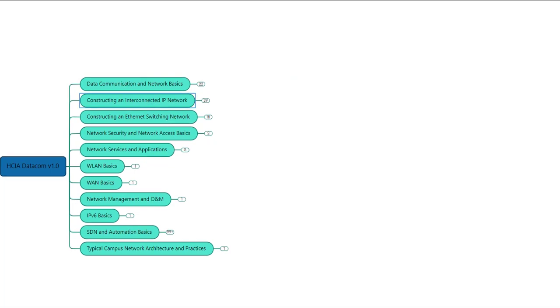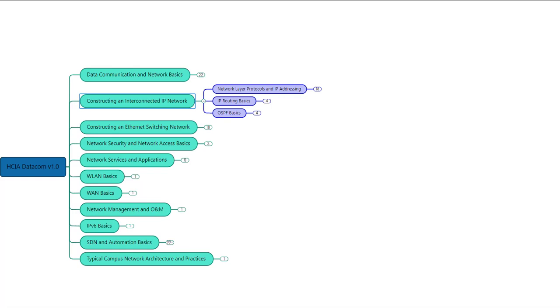In the second module, constructing an interconnected IP network, there are a total of 3 chapters also. The first one introduces network layer protocols generally, inclusive of ICMP, IP, IPX, IGMP, a general overview of those protocols. And then it zeroes down to IP addressing. We start talking about IP addresses, the types of IP addresses, the functions, the structure, the uses, why it's needed, why it's a very important and main protocol in the TCP/IP protocol stack.